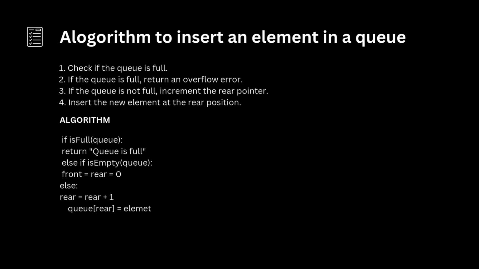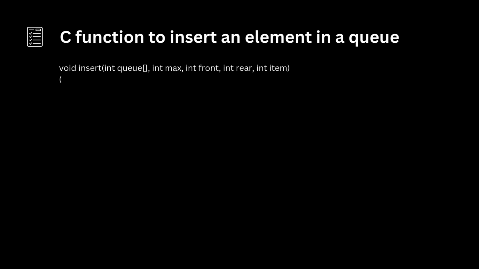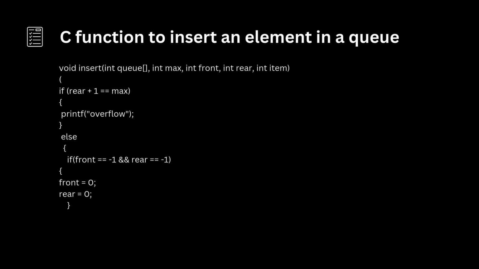Now let us see a C function to insert an element in the queue. First, check if the queue is full. If the queue is full, print overflow. Else, check if the queue is empty. If the queue is empty, set both front and rear to 0. If the queue is neither full nor empty, increment the rear pointer. Insert the new element at the position rear.